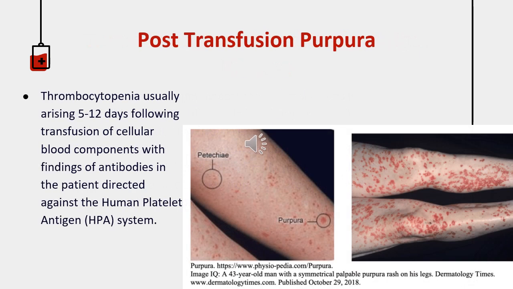Post-transfusion purpura is the development of a thrombocytopenia, usually arising 5 to 12 days following a transfusion of cellular blood components with finding of antibodies in the patient directed against the human platelet antigen system. So we start to attack our platelets, and this causes purpuric or hemorrhagic types of rashes. We see a breakdown in these pictures here of the difference between petechiae and purpura. It's important to know that with purpura, what's occurring is the destruction of thrombocytes within the body, the destruction of our platelets and our clotting factors, and so this is causing small hemorrhagic type rashes.